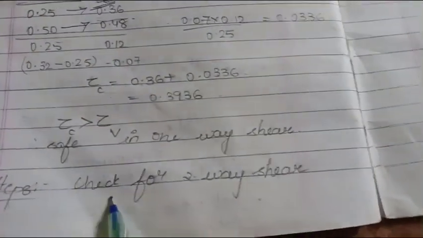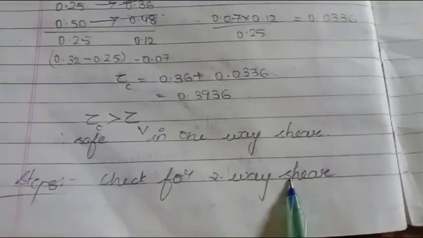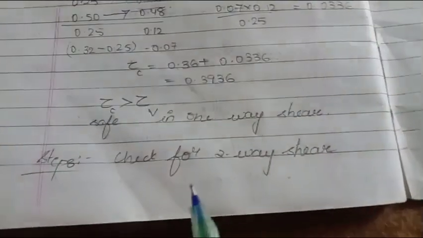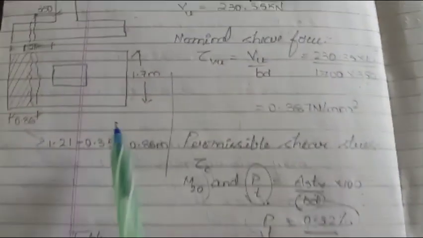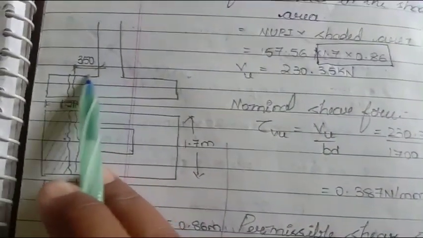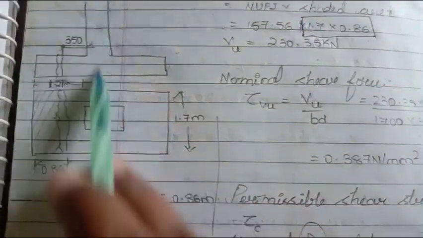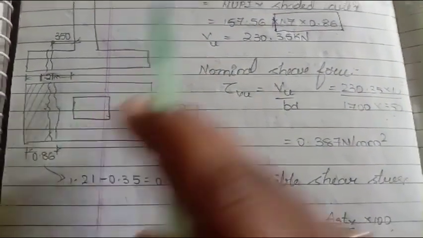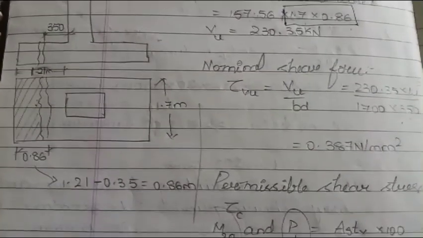Next, let us see if it is safe in two-way shear. For this, the critical section is different again. So here the critical section is at small d, the distance of small d from the face of the column. Now along the periphery we have to find that out. I will tell you.